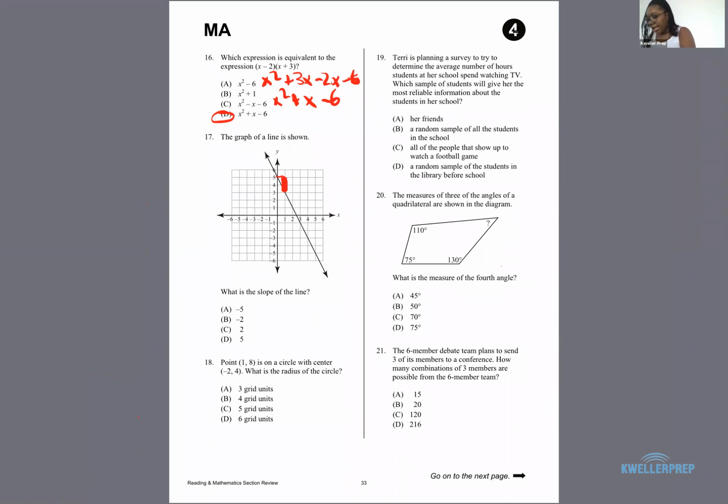Your rise is -2 because you're going down 2 values for every 1. So -2 is your rise. Then your run is 1 because for every 1 value, every time you go down 2, you go over 1. So the slope is -2 divided by 1. But whenever you divide by 1, it really is just the value of the numerator. So the answer is -2, which is B.